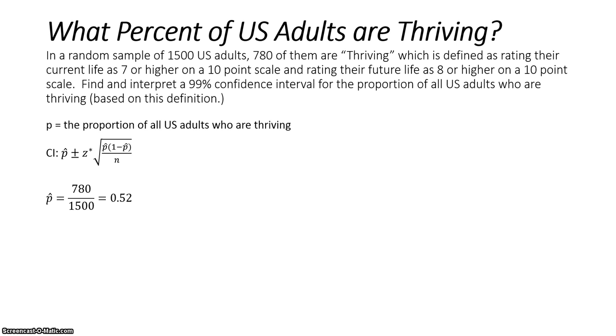The next thing we're going to want to do is find our z star value. Now, the easiest way to do this is by going to StatKey. We know we need 99% confidence level, so let's look at how we can do this in StatKey.